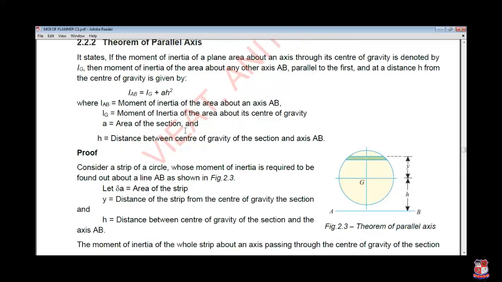Now the second one is the parallel axis theorem. It states that the moment of inertia of a planar area about an axis passing through its CG is denoted by IG.